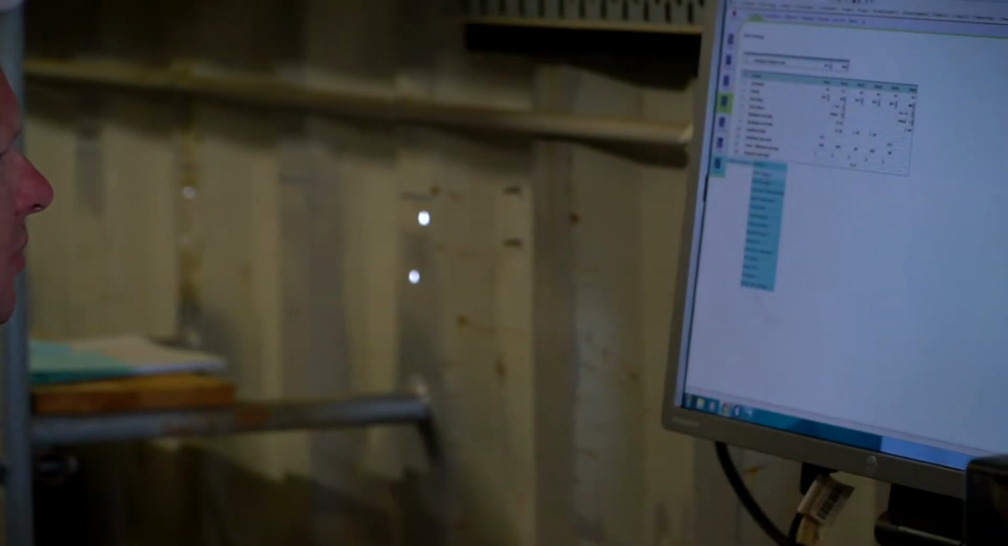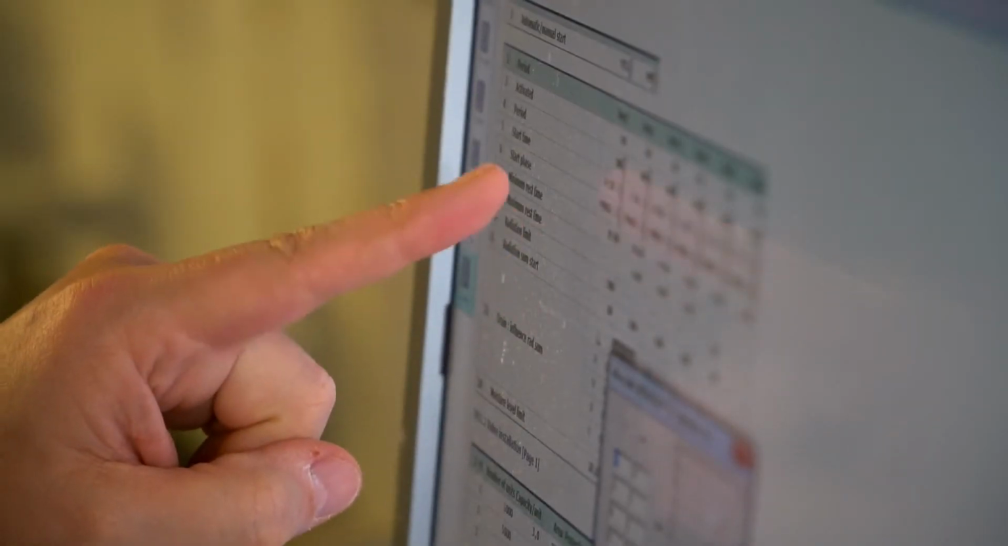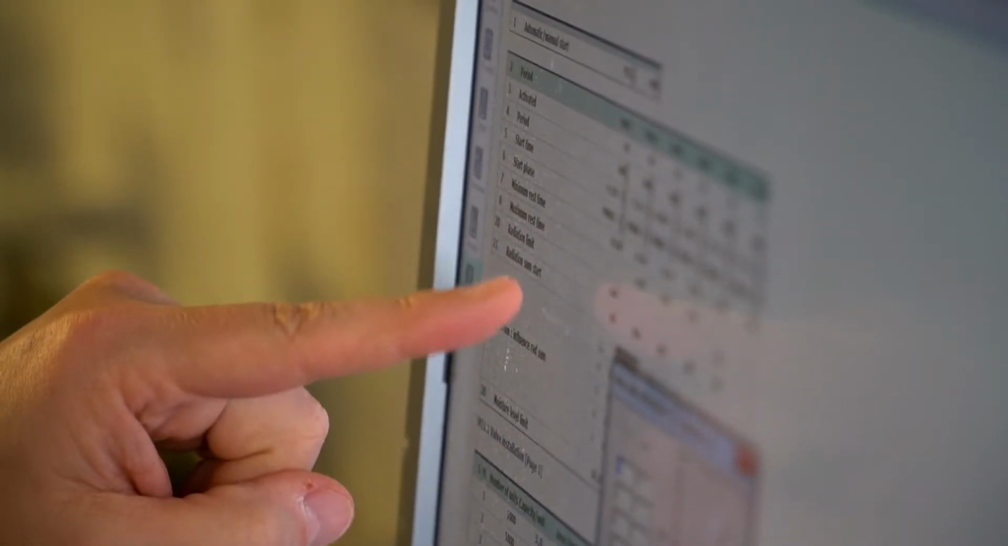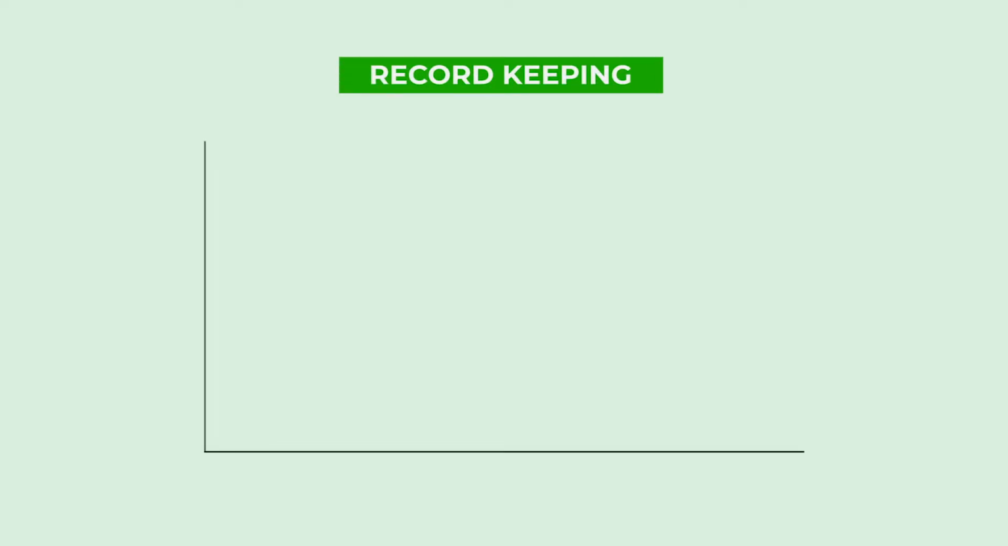Once this information has been recorded, the EC and the runoff percentage is calculated, and then the grower can assess whether their runoff targets are being met or if they need to make adjustments to the irrigation settings. It is essential to keep records of the runoff measurements. Here you can see an example of a simple chart.